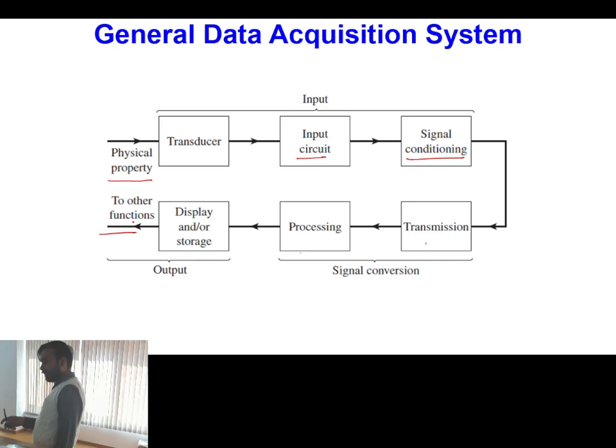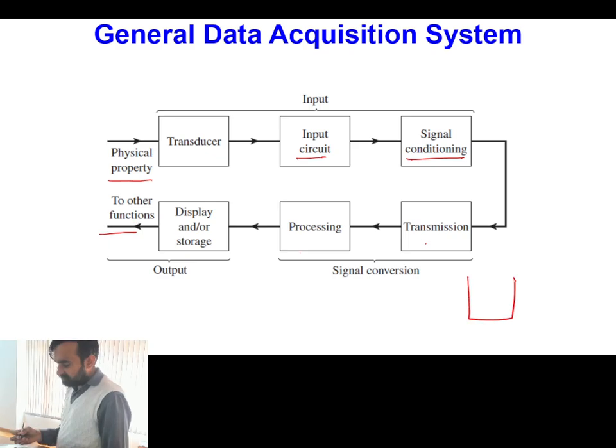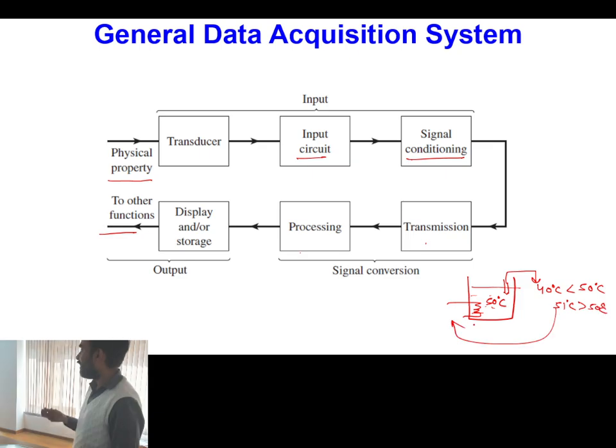For example, if you have a simple system where you want to maintain the temperature of water at 50 degrees Celsius, and you are using a thermocouple, this thermocouple will give you the actual value of temperature. If that value is less than 50 degrees, say 40 degrees Celsius, then the heater will be switched on. If the measured temperature is say 51 degrees Celsius, which is greater than the set value of 50 degrees Celsius, then you have to switch off the heater.